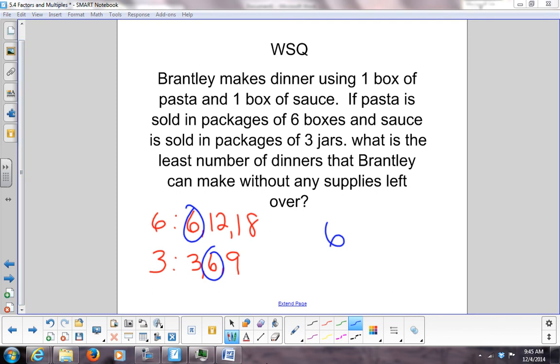Right. So he has to buy 2 packages of jars and one box of pasta. Yeah, 2 times 3 is what? 6. But Miss Brittany, 1 package comes with 3 jars. I understand. So he would buy 1 package of pasta, right? And then he would buy 2 packages of jars, which would give him 6 jars and 6 boxes of pasta. 6 and 6. So he can make 6 dinners.